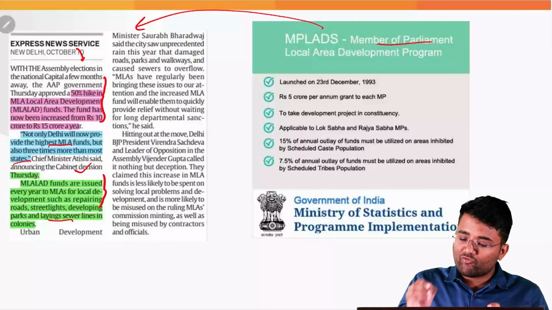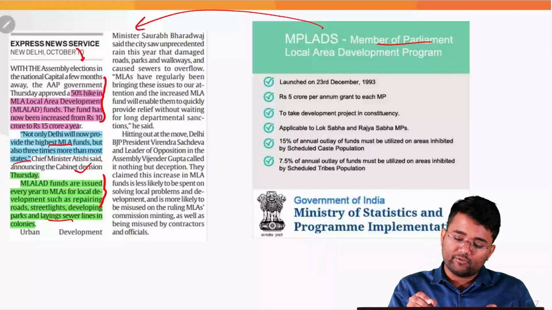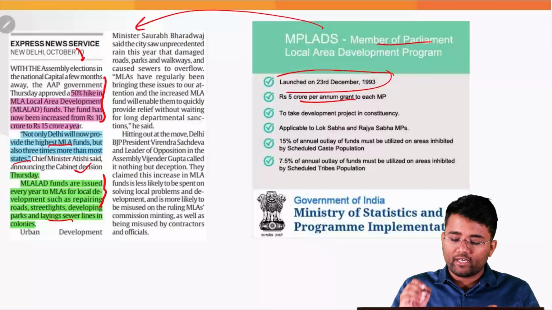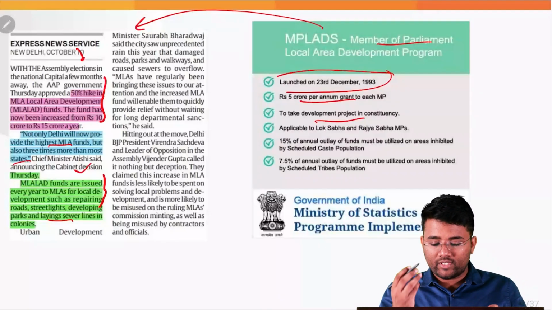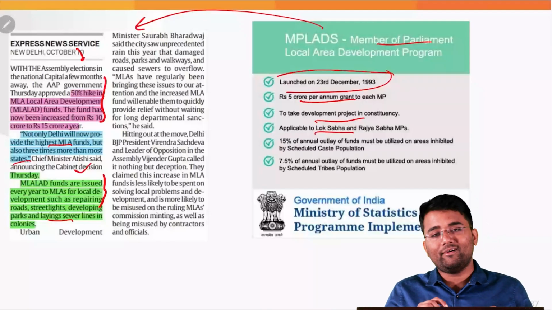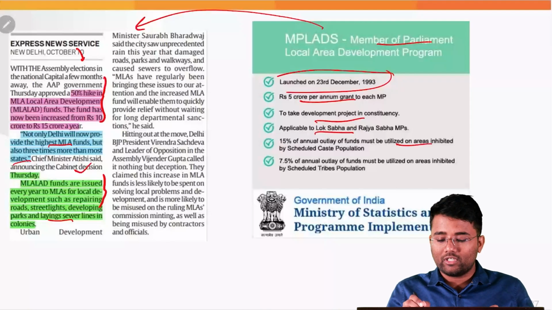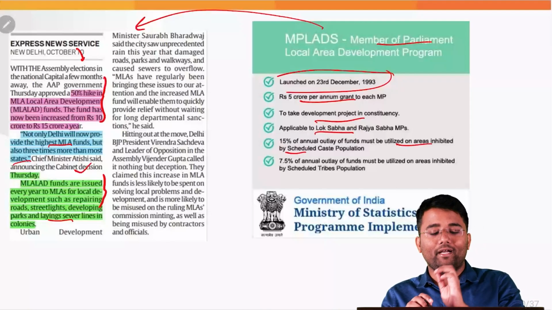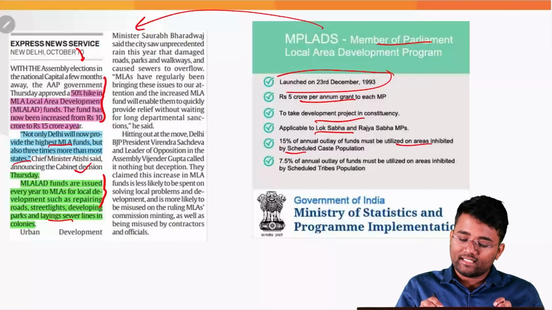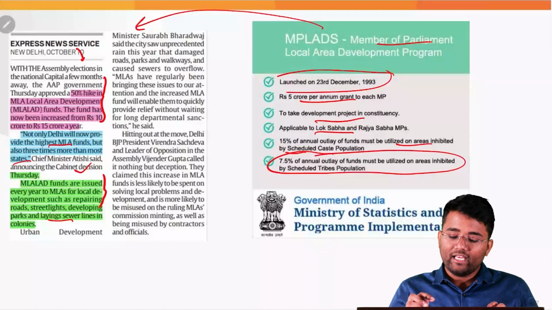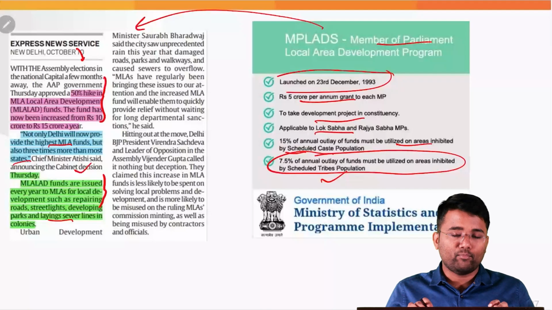MPLADS, that is the Member of Parliament Local Area Development Program, was launched on 23rd December 1993. It provides a grant of 5 crore per annum to each MP to take up development projects in the constituency, and this is applicable to Lok Sabha and Rajya Sabha MPs. 15% of the annual outlay of the fund must be utilized on areas inhabited by scheduled caste population, and 7.5% of the annual outlay must be utilized on areas inhabited by scheduled tribe population.